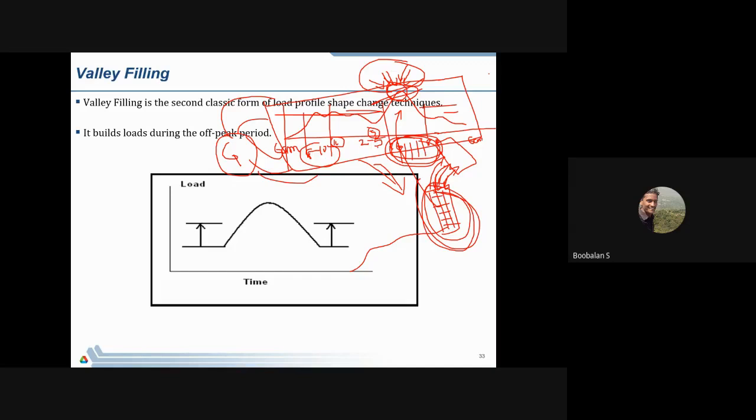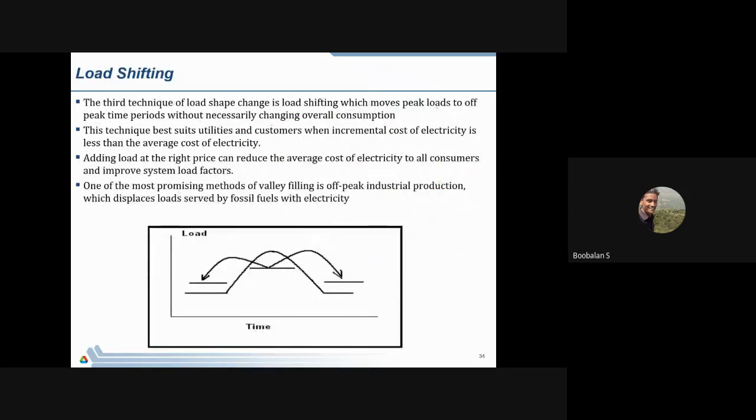That's why it's called valley filling. It makes the load curve smoother, without the peak, right? So this will also help to reduce peak demand, valley filling. So this is one more important thing that's called load shifting.